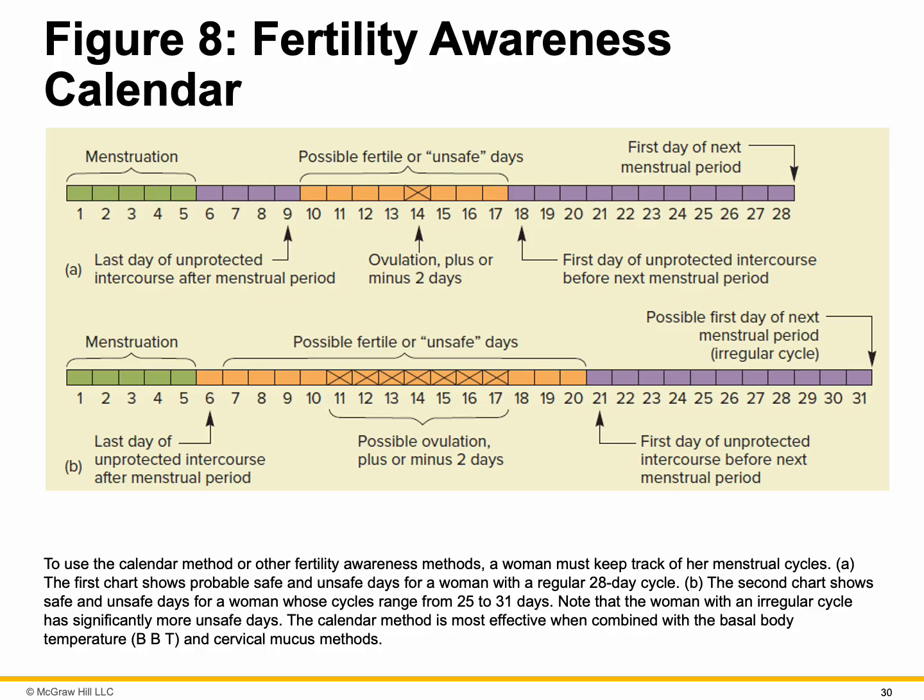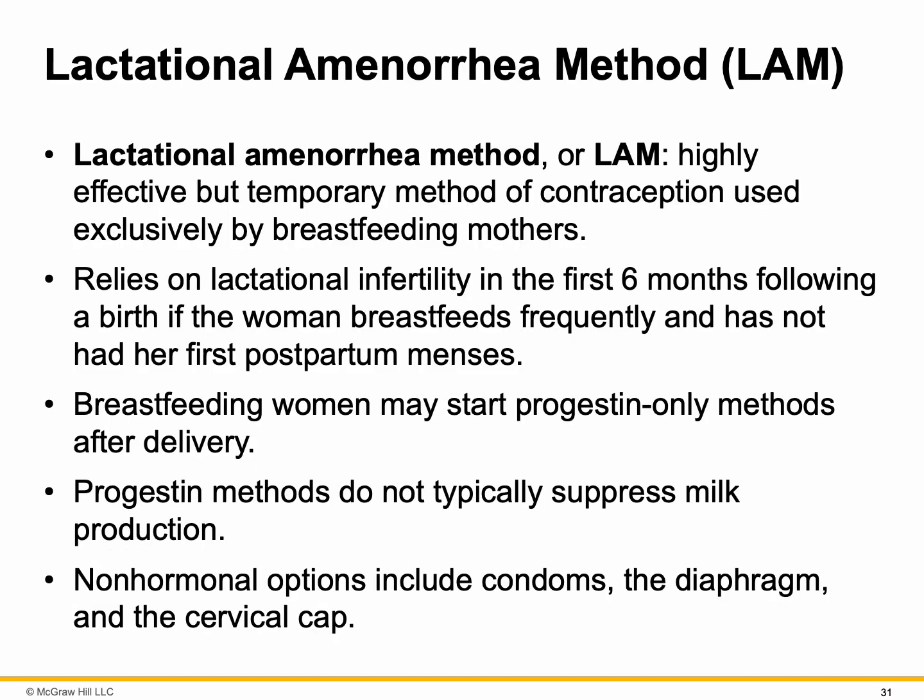The last day of unprotected or condomless intercourse after the menstrual period is day 9. Days 10 through 17 are possible fertile or unsafe, quote unquote, days, with day 14 labeled as ovulation, plus or minus 2 days. Day 18 is the first day of condomless intercourse before the next menstrual period, and the end of day 18 marks the beginning of the first day of the next menstrual period.